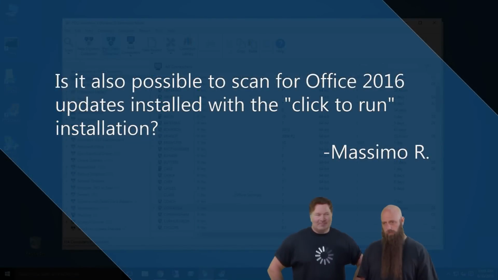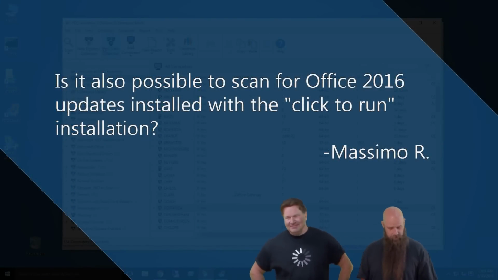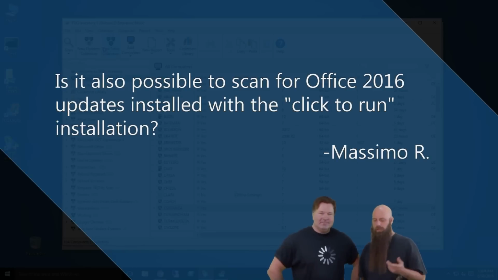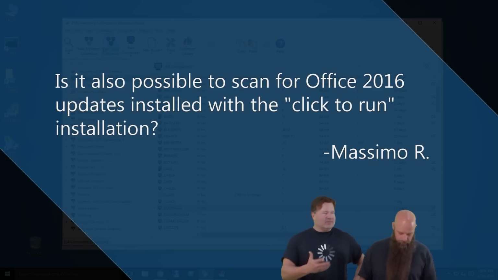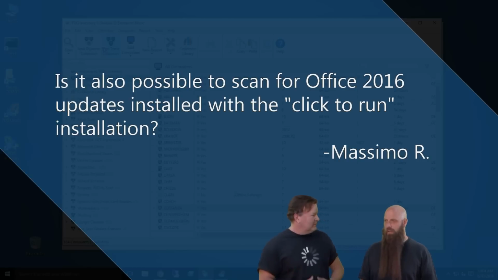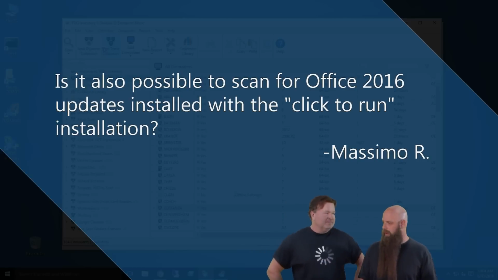And our first Annie-approved question, from our Brexit viewer from Italy, Massimo: Is it also possible to scan for Office 2016 updates installed with the click-to-run installation? Okay, so Office 2016 with click-to-run. Click-to-run is usually used with Office 365, and they have the 2016 version, 2013 version, etc.